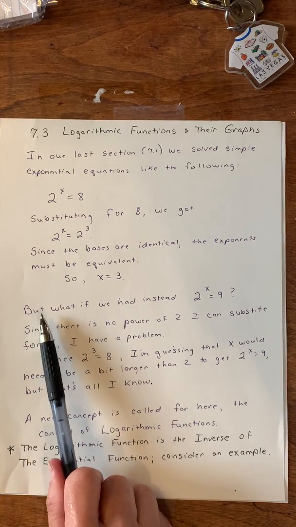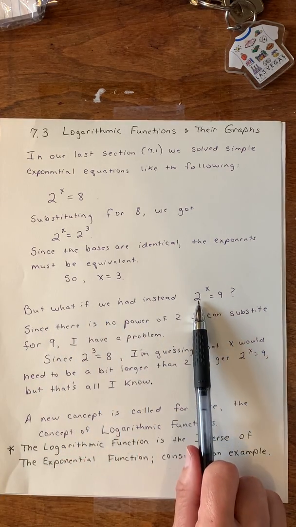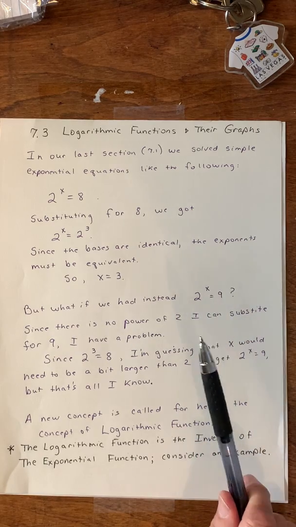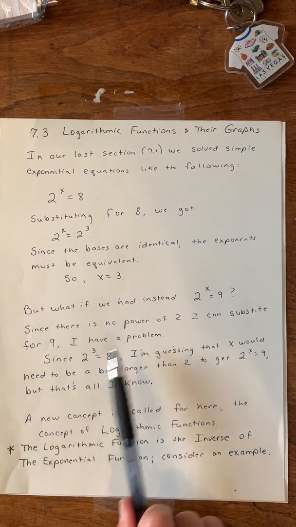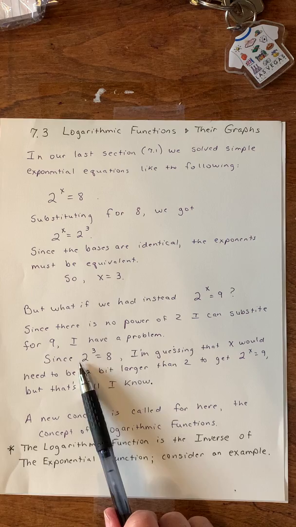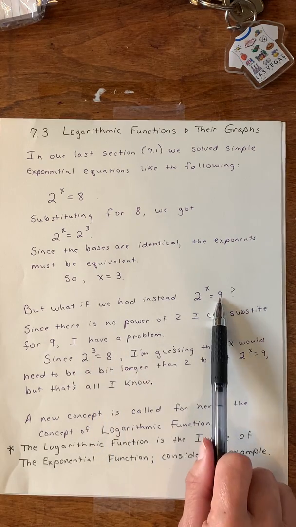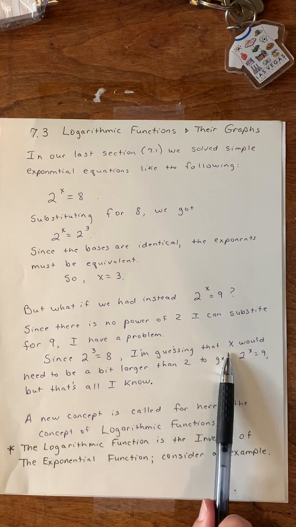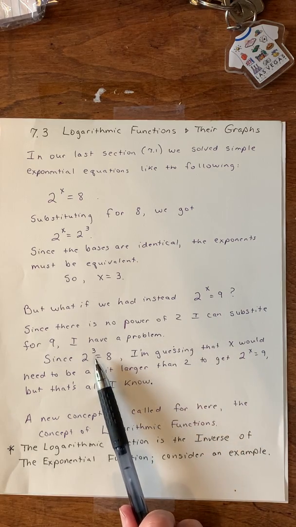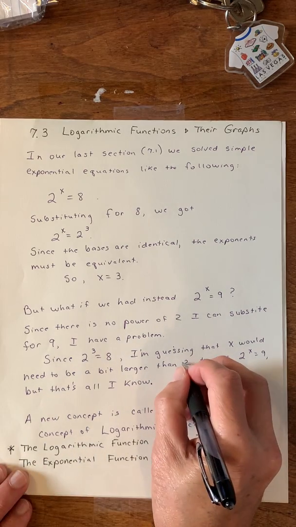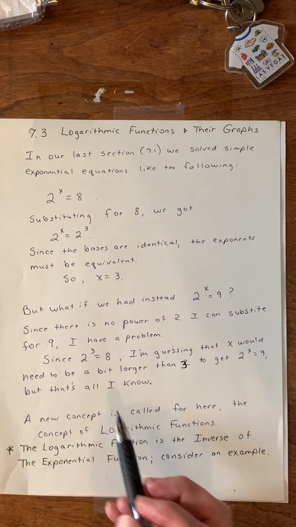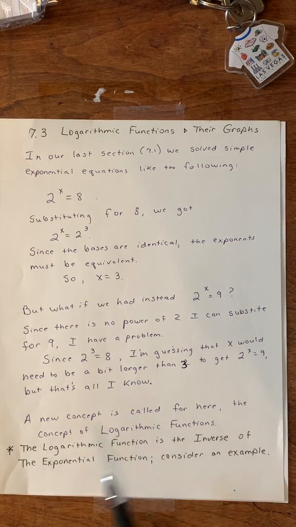No problem. But what if we had this instead? 2 to the x equals 9. Since there is no power of 2 I can substitute for 9, I've got a problem. But since 2 to the third is 8, and 9 is a little bit larger than 8, I'm guessing that x would be just a little bit larger than 3. But that does not at all help me in finding exactly what x is. I need a new concept here, something called logarithmic functions.